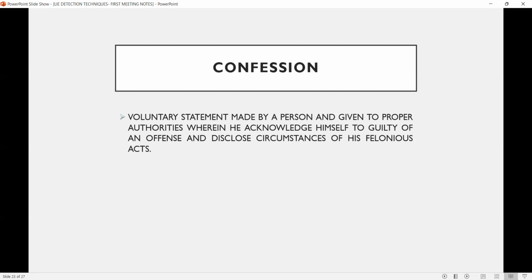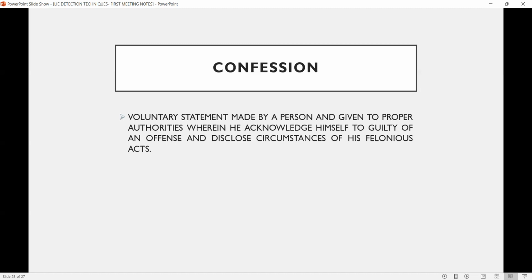"Your Honor, I will confess, okay, I did commit the crime of murder. I killed the victim, I stabbed him several times on the chest, and I hid the weapon that I used in the commission of the crime in my house below my bed. Okay, you can find it there." So, iyang gi-disclose ang circumstances of his felonious acts. Iyang gi-acknowledge nga guilty siya sa offense, nga siya nakakommit sa crime, and gi-disclose niya ang circumstances, giunsa niya pag-stab, etc. So that's confession.